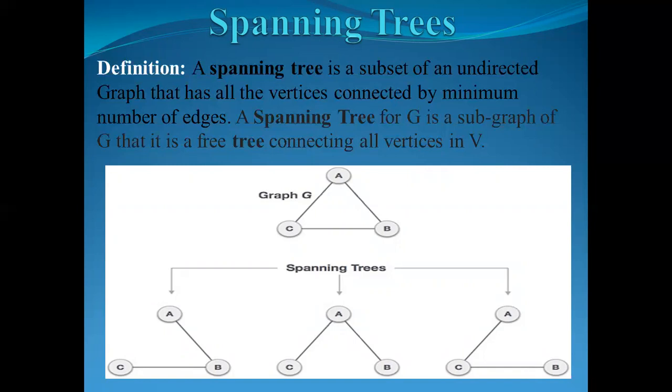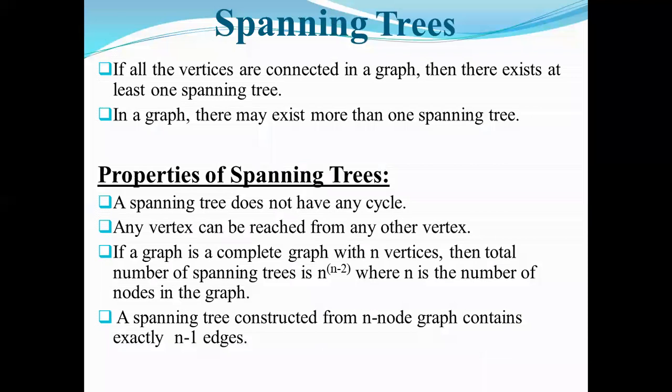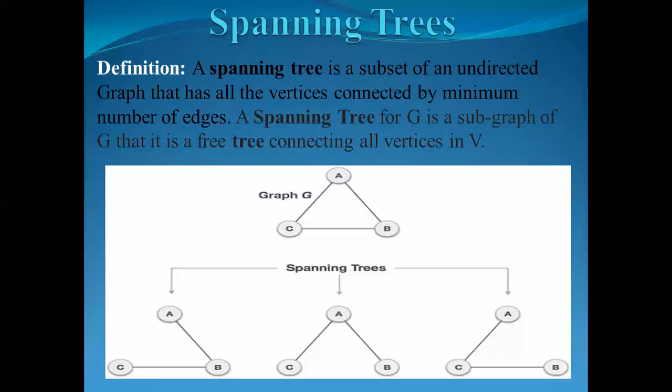So if the number of vertices is n, then exactly n minus 1 edges are required to construct a tree by considering all the vertices. For connecting two vertices, one edge is enough. For connecting three vertices, two edges are enough. For connecting four vertices, three edges are enough. Like that, for connecting n vertices, n minus 1 edges are enough. That's what I told in this point. So for an n node graph, exactly n minus 1 edges are required to construct a spanning tree. This is the basic information about spanning trees.